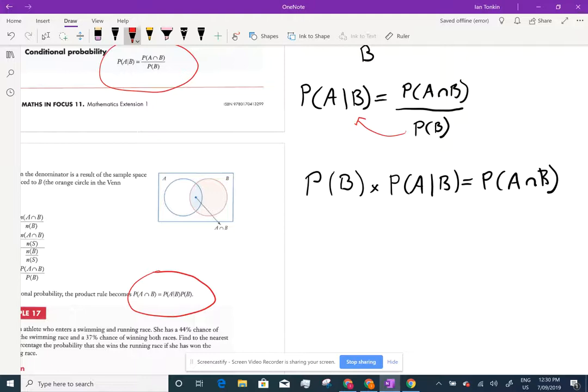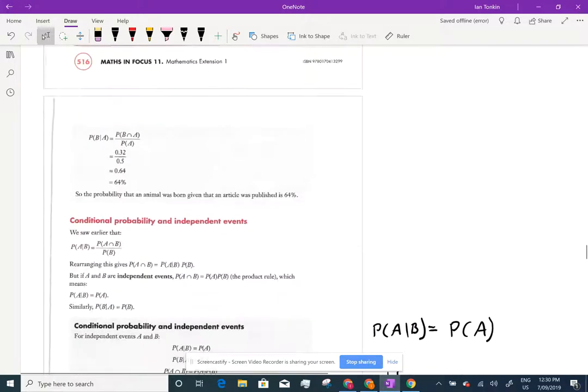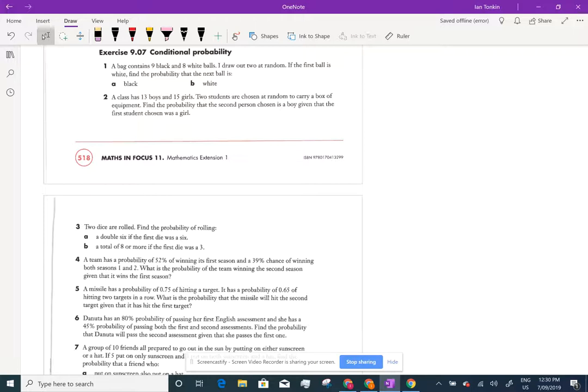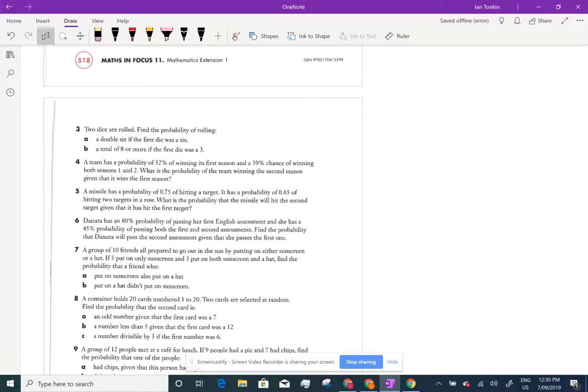All right, so let's do some questions from the exercise now. We'll do some easy ones and we'll do some hard ones, because they do get hard towards the end. Well, let's have a go at these. So we'll try question 3 first. Now, remember with question 3, here we go, question 3.